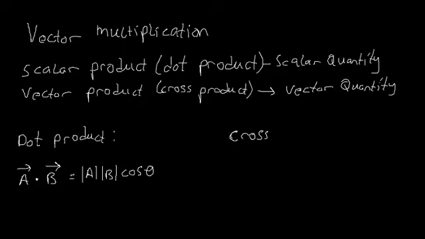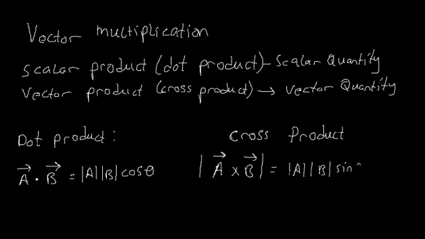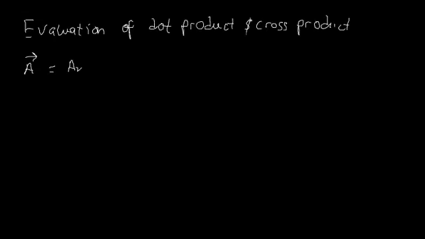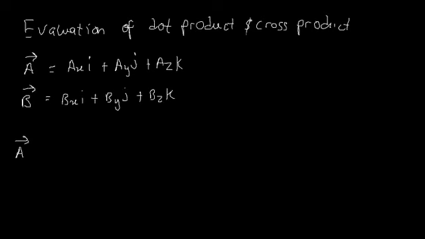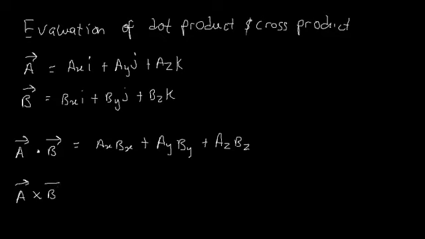The magnitude of the cross product of two vectors A and B can be written as the magnitude of A multiplied by the magnitude of B multiplied by the sine of the angle between both. To demonstrate how we evaluate dot and cross products, suppose we have two vectors A and B as shown. The dot product AB is given by AXBX plus AYBY plus AZBZ, and the cross product of vectors A and B is given by the determinant shown.